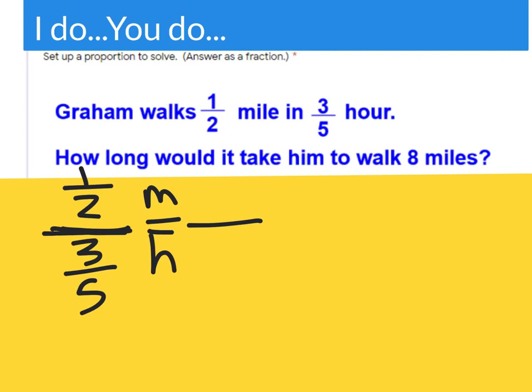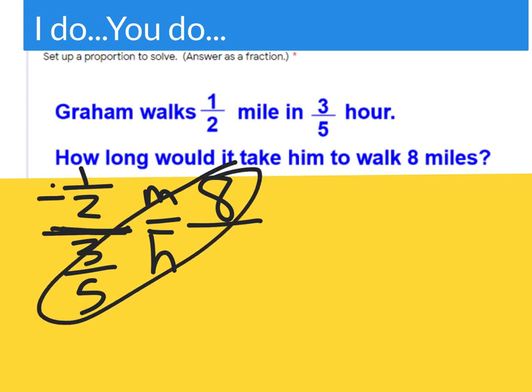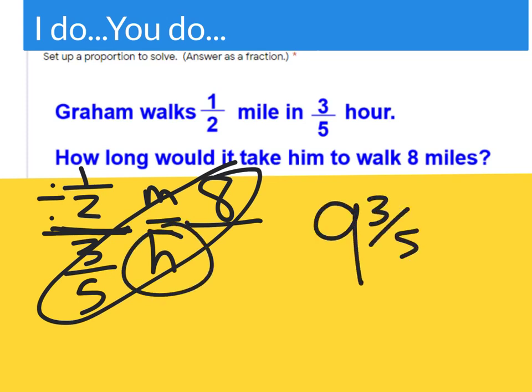Now it says how long would it take him to walk 8 miles? You already have your labels there, so it obviously doesn't go on the bottom. It goes on the top, and you are ready to multiply and divide. And you get your answer of 9 3/5. And remember, you already have your label set up. 9 3/5 hours.